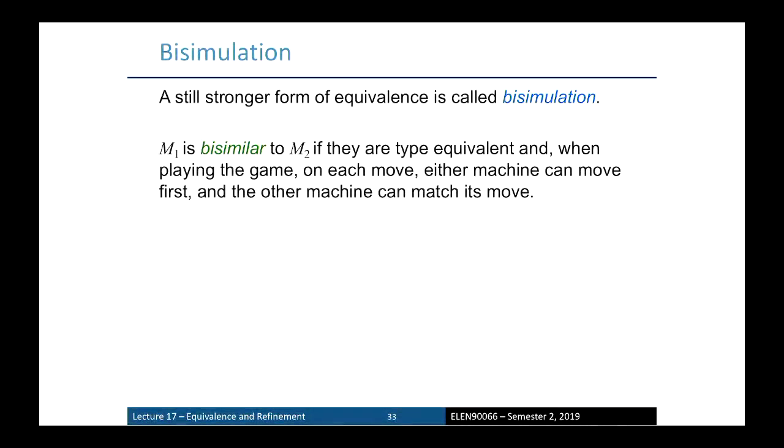Bisimulation is a stronger form of equivalence between two FSMs. And as I said before, M1 is bisimilar to M2 if they're type equivalent, we always say that. And when you play the game, on each move, either machine can move first and the other machine can match its move and have compatible outputs in both of the machines. So we played the game for those two machines before.